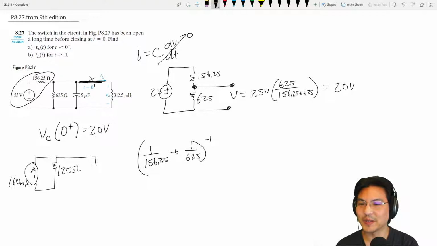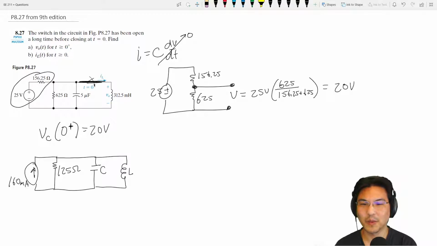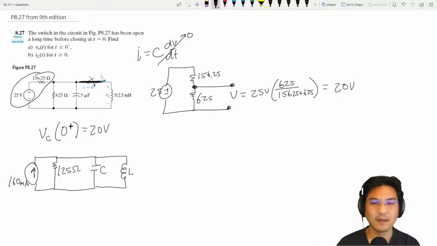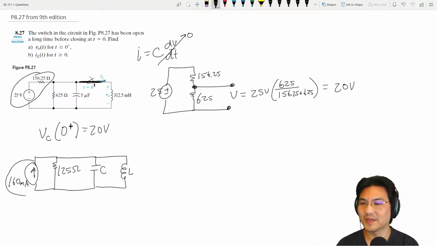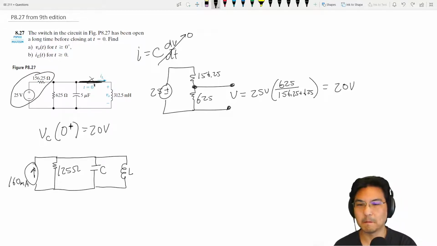Okay, then let's draw the rest of it. Capacitor and then the inductor. Okay, so those 4 things in parallel. Okay, so this is a step response because there's this thing over here. Okay, so if we just write KCL, try and do it quickly.